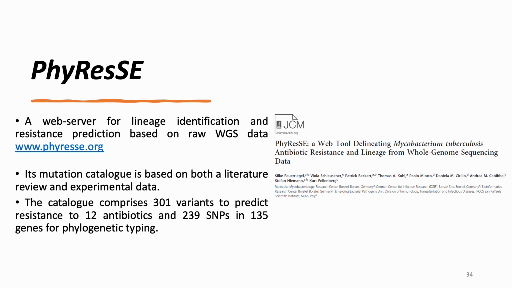The mutation catalog of FIRES is based on both a literature review and experimental data. The catalog comprises more than 300 variants to predict resistance to 12 antibiotics, and 239 single nucleotide polymorphisms in 135 genes for phylogenetic typing.